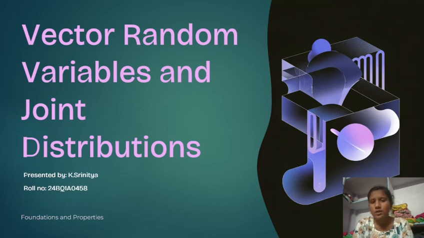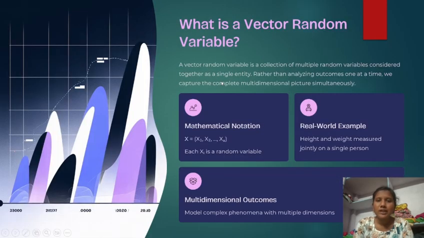Now I am going to discuss vector random variables and joint distributions. What is a vector random variable? A vector random variable is a collection of multiple random variables considered together as a single entity. Rather than analyzing outcomes one at a time, we capture the complete multidimensional picture simultaneously.